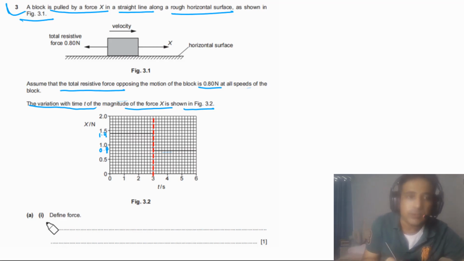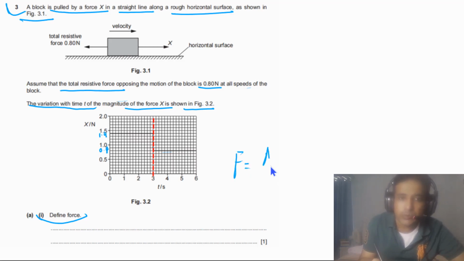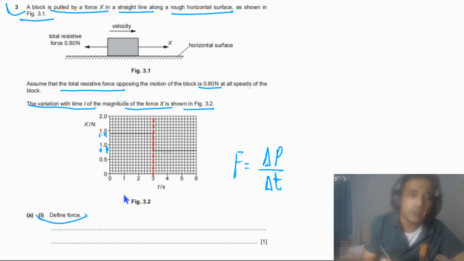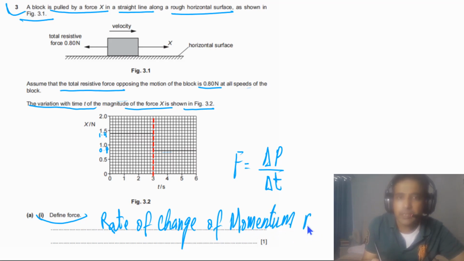For this question, we need to define force. What is force? Force simply is equal to rate of change of momentum, meaning the resultant force is equal to the rate of change of momentum. This is a very common question, so you need to understand how to define force. Simply, we can say force is the rate of change of momentum. This question has only 1 mark, and this is a B mark. If you write this down, you will get 1 mark.